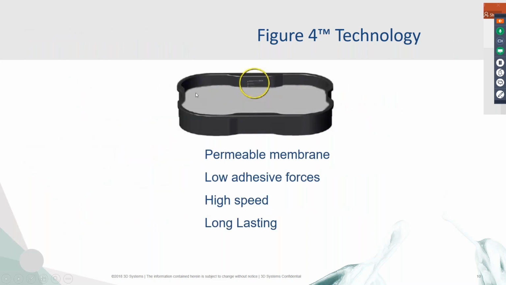So the real key is this resin tray here. I'm going to show you a couple of examples of what happens when you don't have the Figure 4 technology, but also what the benefits are.